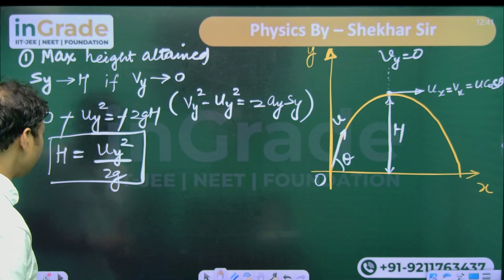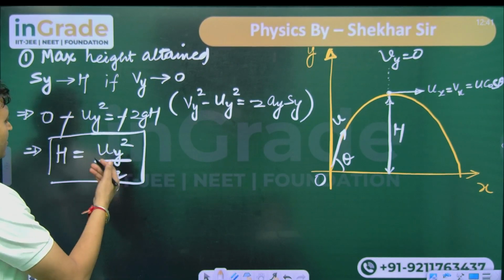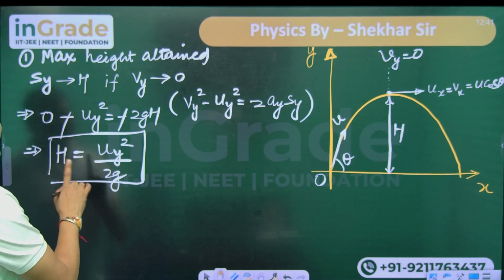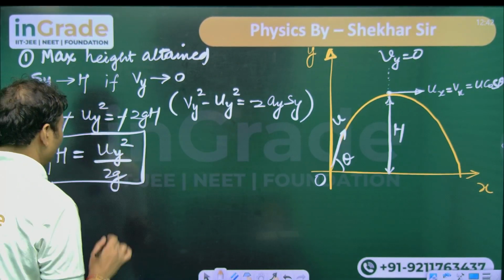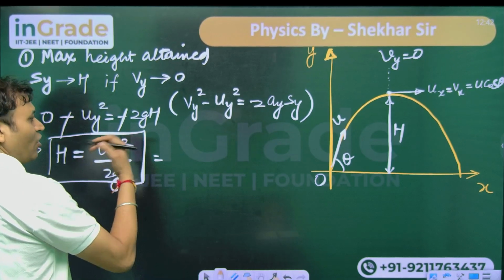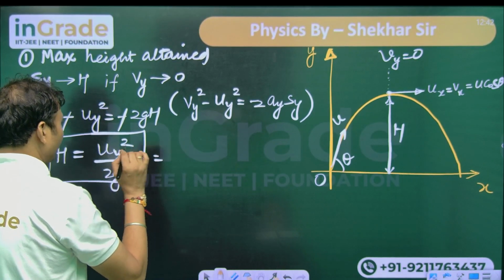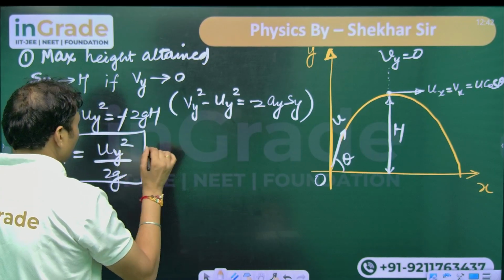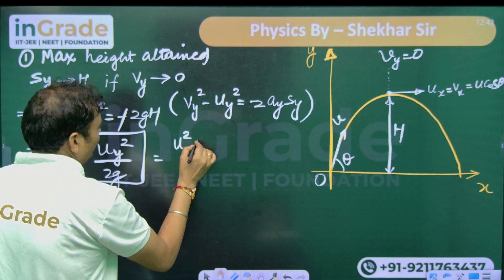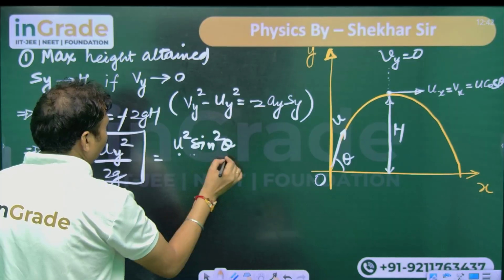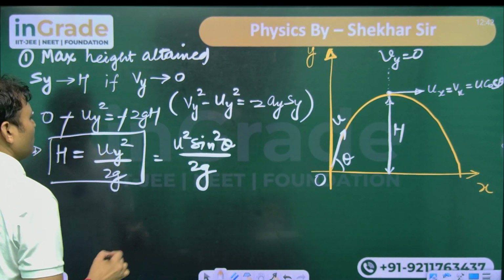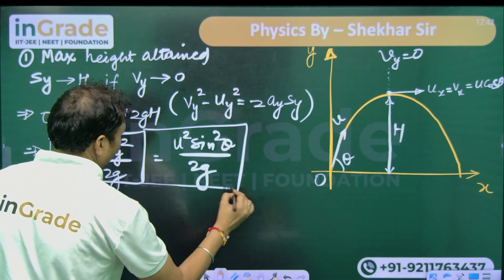U square by 2g is the height attained by the particle when it is thrown in vertical direction. But because the component of velocity in y direction is uy, that is why we are getting uy square. So it is u square sine square theta by 2g. That is the maximum height attained by the particle.